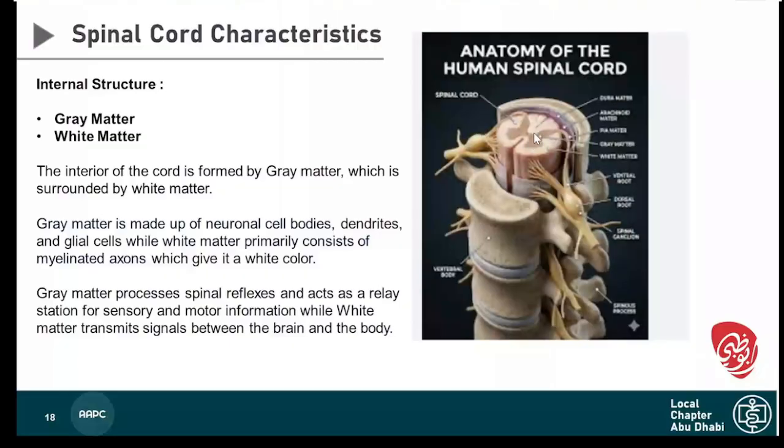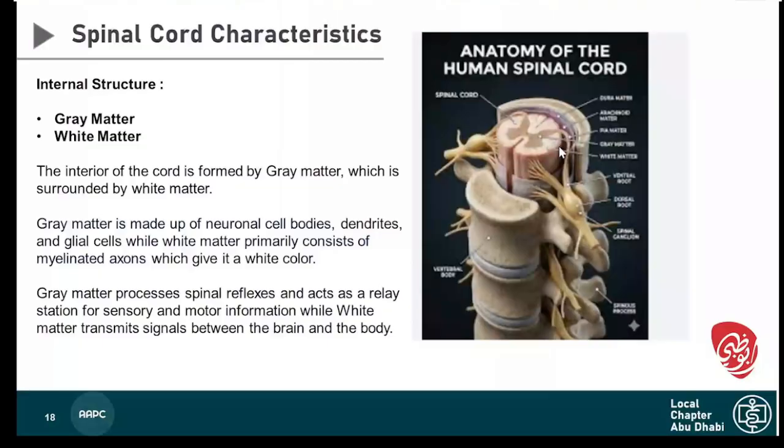And white matter consists of myelinated axons. These axons give the white matter a white color. Okay, so what is the function of gray matter and white matter? Gray matter processes spinal reflexes and acts as a relay station for sensory and motor information, while white matter transmits signals between the brain and the body.